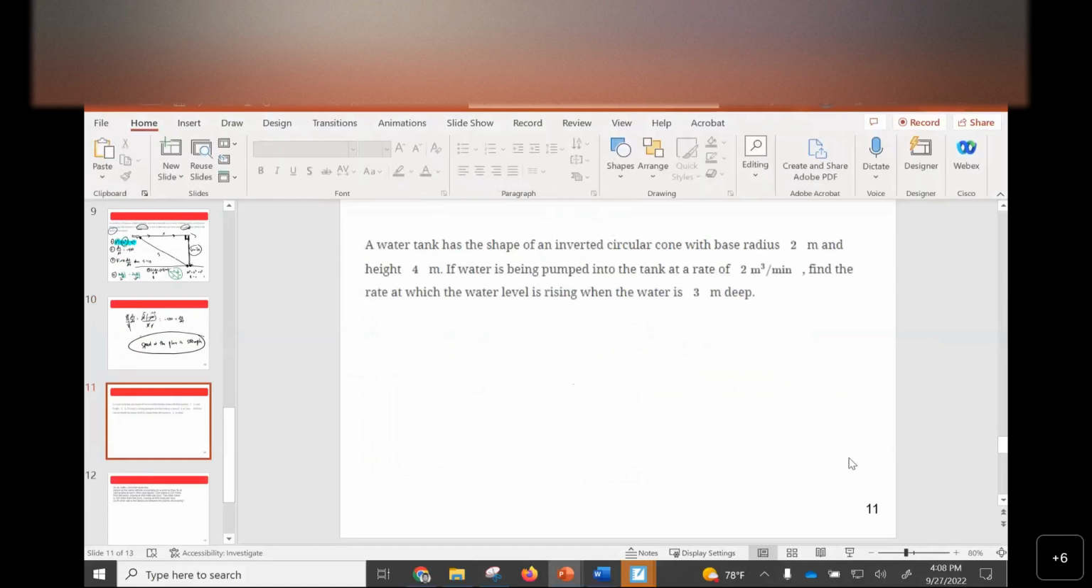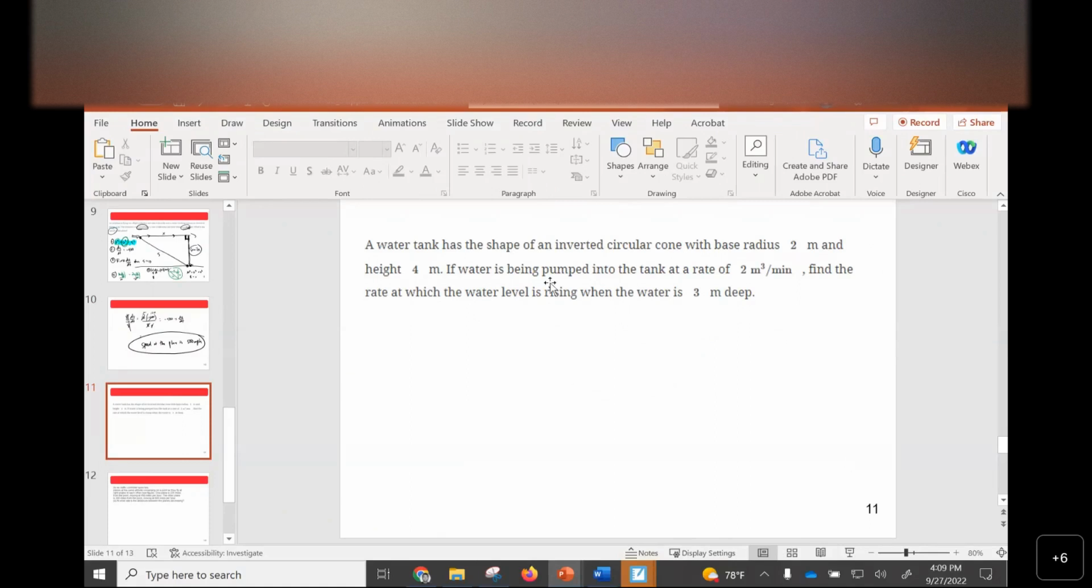A water tank has the shape of an inverted circular cone, right? That means the top of the cone is a circle, with base radius, so the base is the top of it, 2 meters, and the height 4 meters. So the distance from top to bottom is 4 meters. Okay.